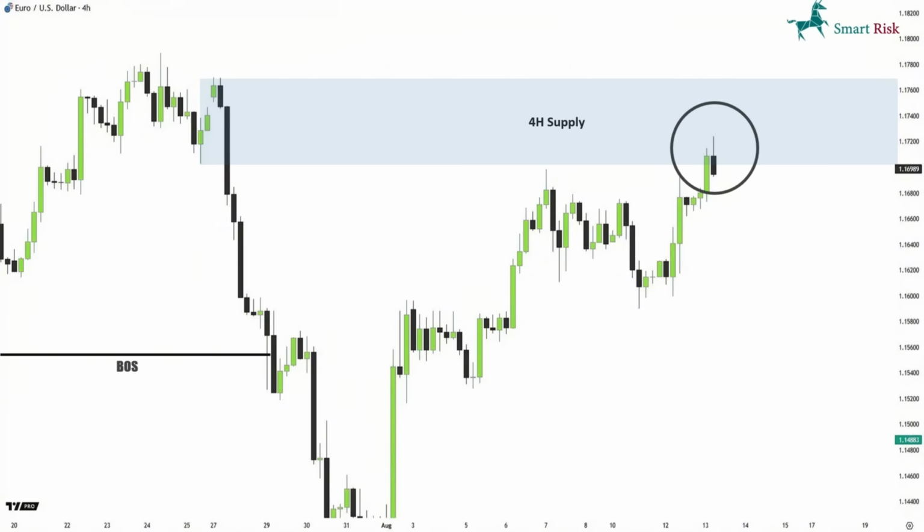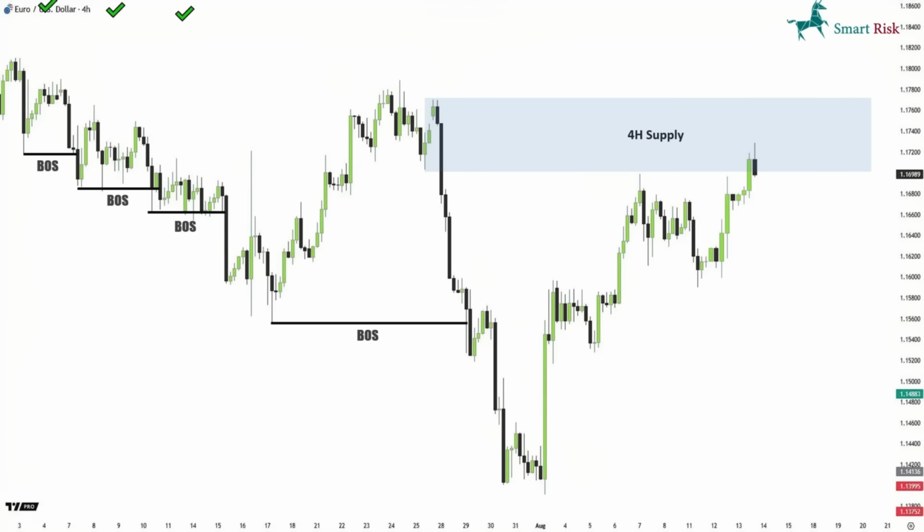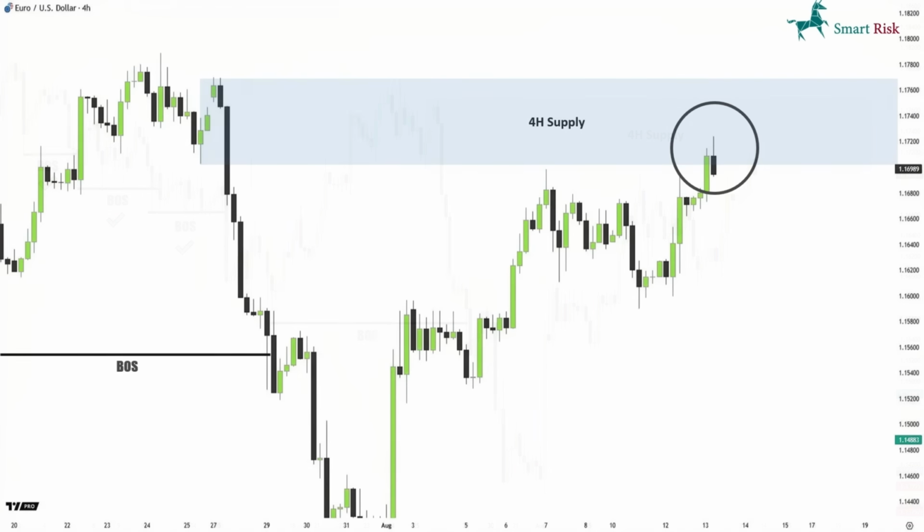As you can see, price pushed higher and tapped directly into the 4-hour supply zone. So now, all the criteria we were looking for are in place: a strong downtrend with multiple bearish BOSs, a clear break of structure on the 4-hour chart, and a fresh, unmitigated supply zone formed at the extreme, now tapped by price.